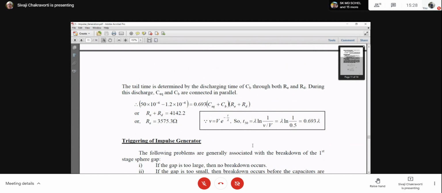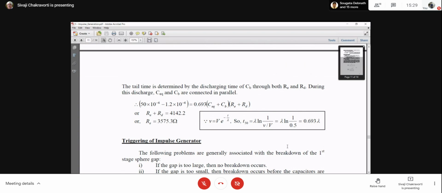Here V is the peak value, and we are going from the peak value to 50% of the peak value, because that is how the tail time is defined. So we say this is T50, and small v by capital V is 0.5. So we get that T50 is 0.693 lambda. And lambda is definitely the parallel combination of C multiplied by the series combination of R, RC.